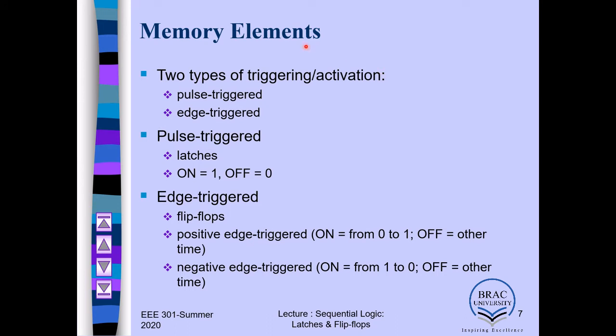Memory elements. Two types of triggering or activation. One is pulse triggered and the other is edge triggered. Pulse triggered is used in latches, where on means 1 and off means 0, and edge triggering is used in flip-flops. A flip-flop could be positive edge triggered, which means on for the transition from 0 to 1, off at other times. For negative edge triggered, on means 1 to 0, off means other times.